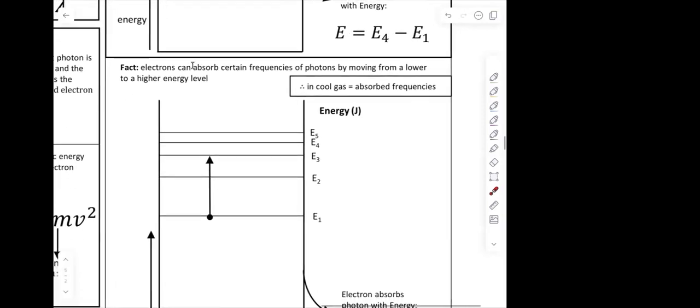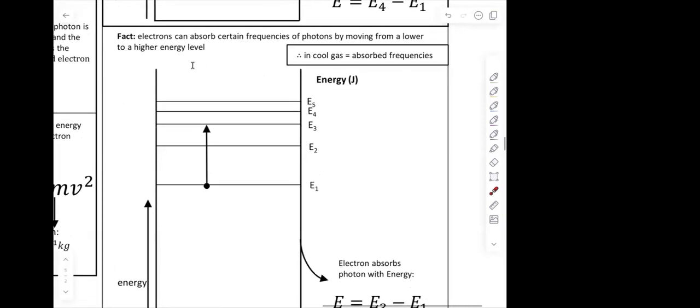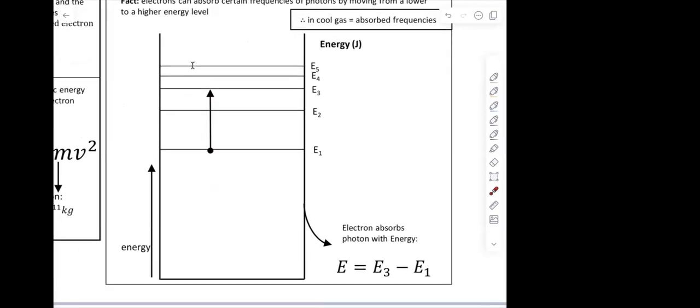And then absorption spectra: when electrons move up an energy level, they require energy, so they usually absorb that energy from somewhere external. Electrons can absorb certain frequencies of photons by moving from a lower to a higher energy level. So in a cool gas, there are certain absorbed frequencies. The energy you need to put in is the energy required to go from one energy level right up to the next energy level. You'll see some of those questions as we go on.